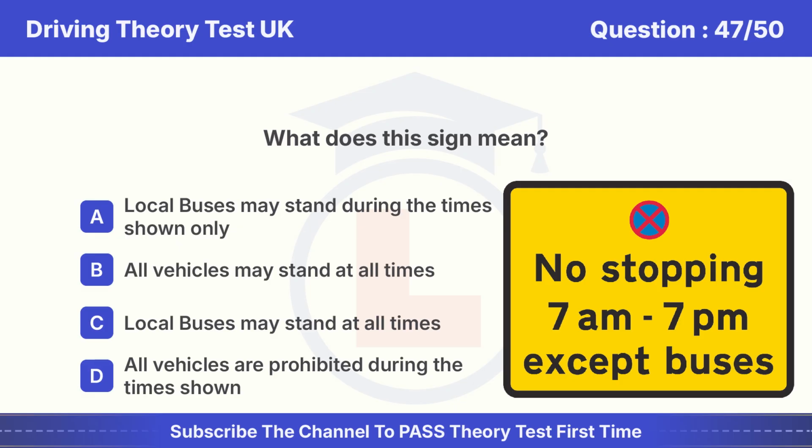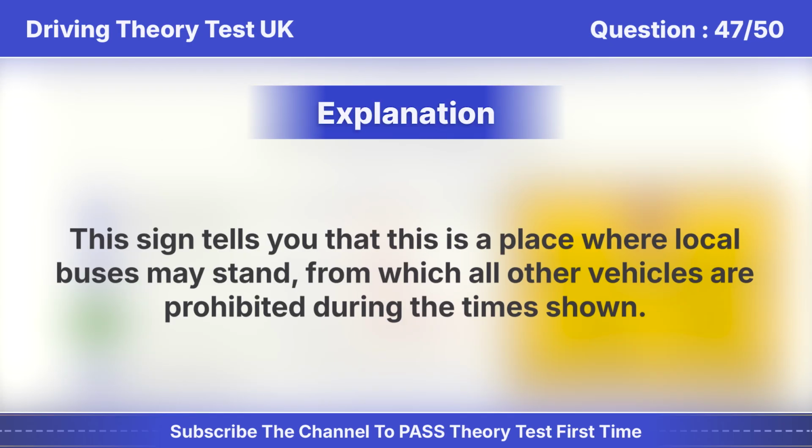Question 47. What does this sign mean? Answer is C. Local buses may stand at all times. This sign tells you that this is a place where local buses may stand, from which all other vehicles are prohibited during the time shown.